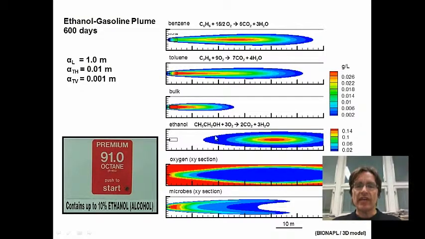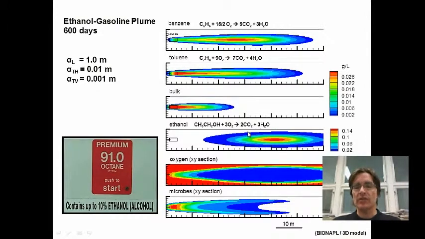In this case, we've added some ethanol, and all these components are transporting with a single electron acceptor, oxygen in this case, and a single microbial population. So we see immediately different behaviors here from the model. We see, first of all, that these components are dissolving at different rates because there are different transport distances from the source zone. And this one is disconnected, for example.